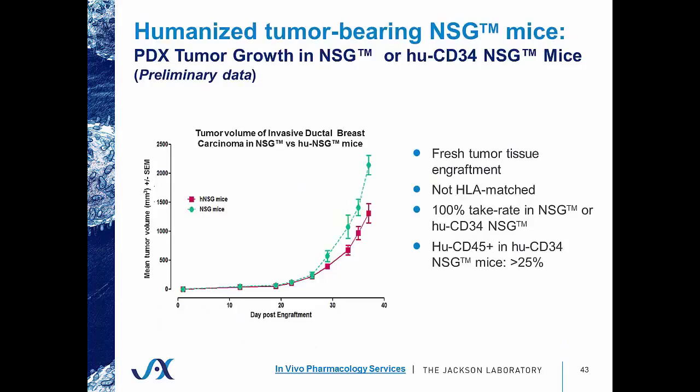The next question we wanted to ask was whether we see a difference in tumor engraftment in NSG mice that have an immune system or don't have an immune system. We took an invasive ductal breast cancer and engrafted it into humanized NSG mice or plain NSG mice, and then measured engraftment over the course of about 40 days. What we can see is that the tumor grew readily, even in the presence of humanized NSG mice, albeit lower. Again, this is really interesting because this is non-HLA matched tissue.